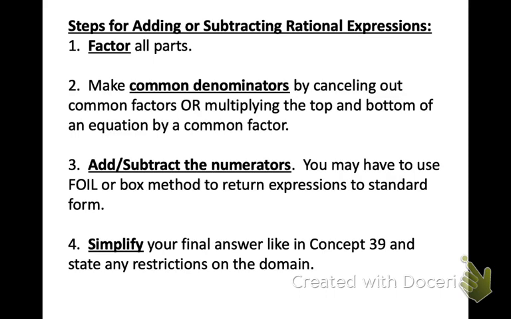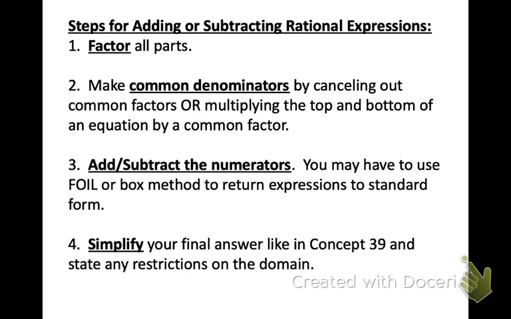Okay, first step that we're going to do whenever we're adding or subtracting rational expressions is to factor everything. So we're going to factor all parts possible, and that's going to help us with step 2, where we're going to make common denominators. We might do that by canceling some common factors out, or we might have to multiply the top and the bottom by a common factor in order to make common denominators.